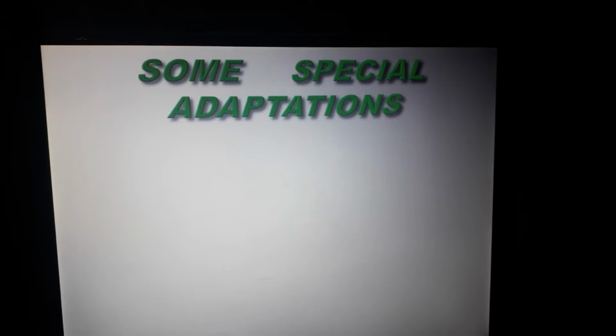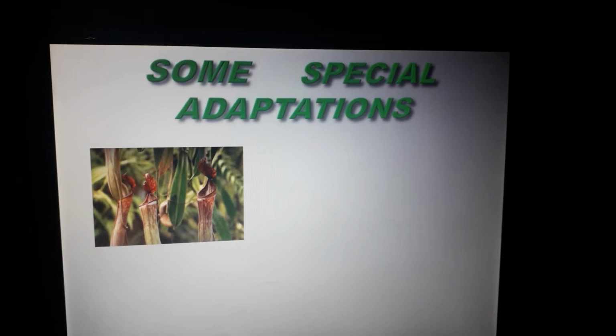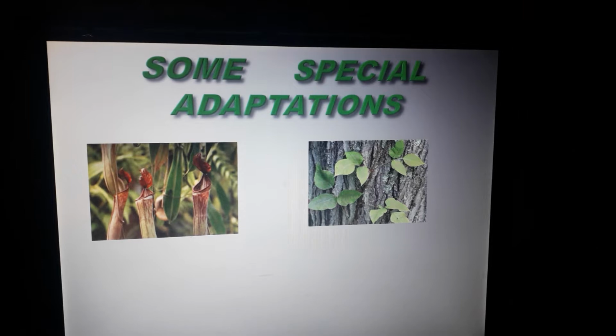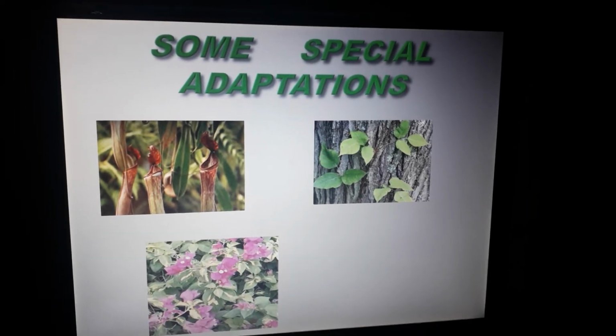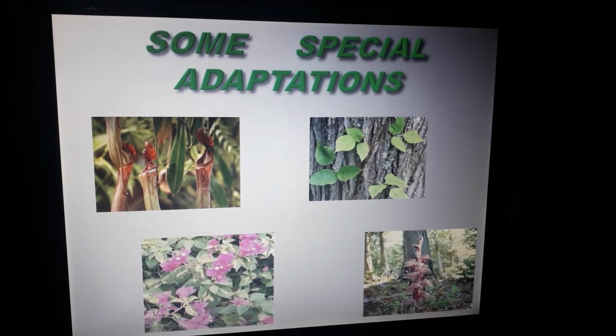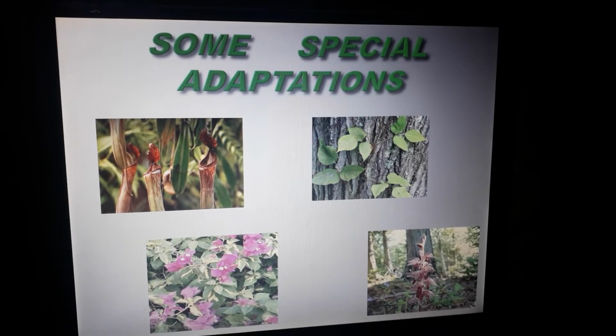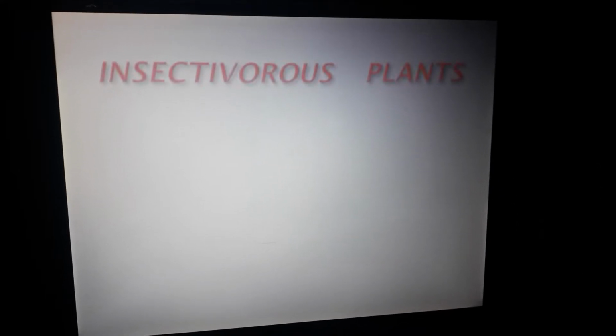Next is some special adaptations. As you have already learnt in the first chapter, there are some special plants that do not prepare their own food. And now we are talking about some other special plants also which have some special features. These special plants are insectivorous plants, poisonous plants, plants with thorns, and saprophytic plants. Saprophytic means non-green plants. Let us read out one by one.